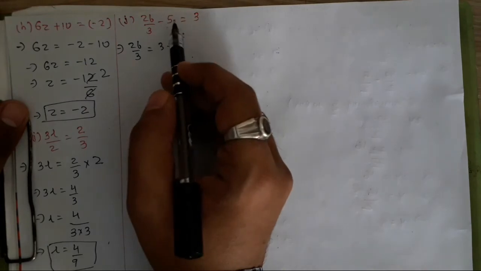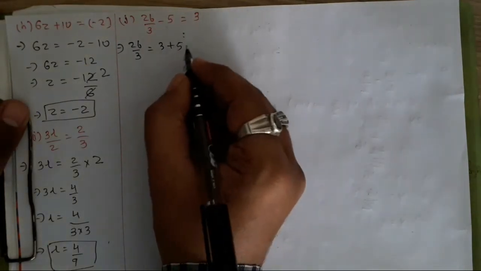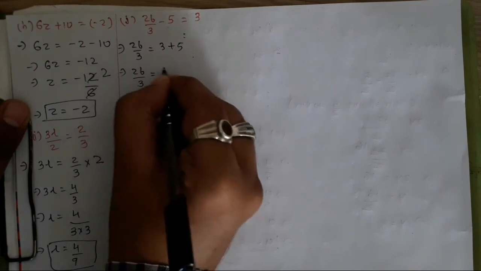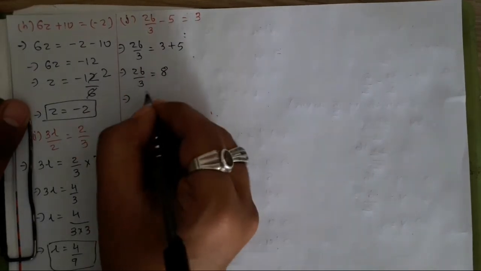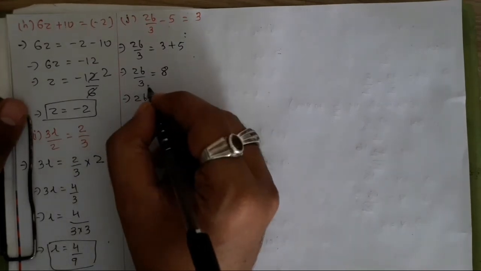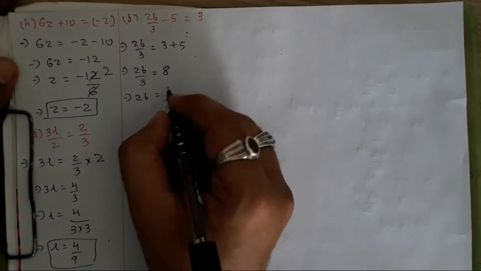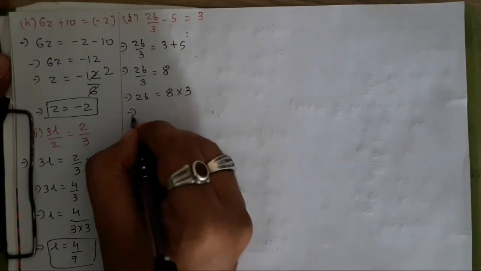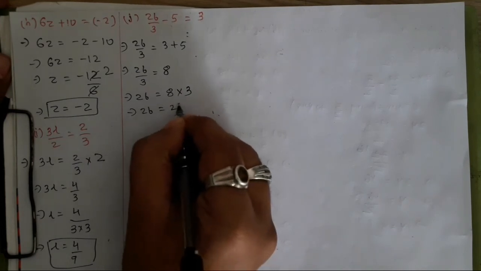So minus 5 is here. If I take this to the other side, then it will become positive. Now 2b divided by 3 is equal to 8. Now this is the value of 2b divided by 3. Now I have to find the value of b. So for that, first of all, 3 is in division. If I take this to the other side, then it will come in multiplication. So it will become 2b is equal to 24.